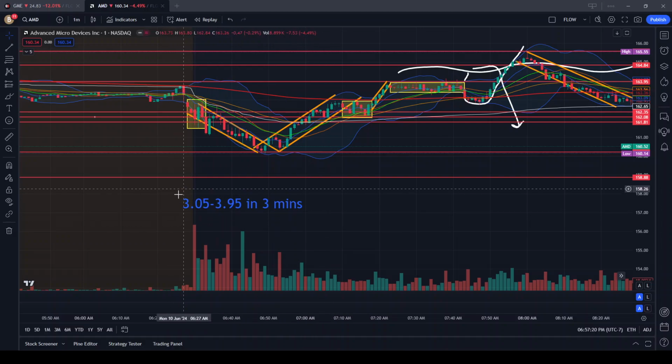I don't know about you guys, but this right here is the perfect way to make your goal, get your 30%, and be done for the day. There's no sense in overtrading if you can make 30% in 3 minutes.